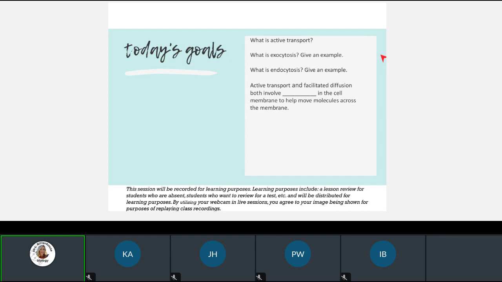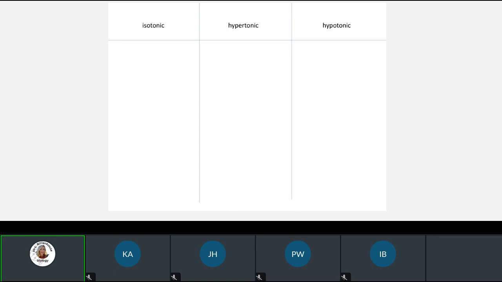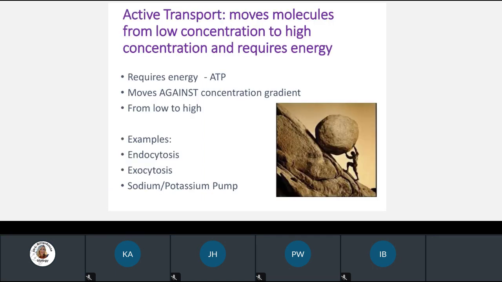So yes, let's take a peek now at how things move across membranes with energy. Yesterday was all about without energy. Today is with energy. We're going to come back to this slide. Let's go here. All right, so active transport. Active transport is when our molecules are going to move from an area of low concentration to an area of high concentration.